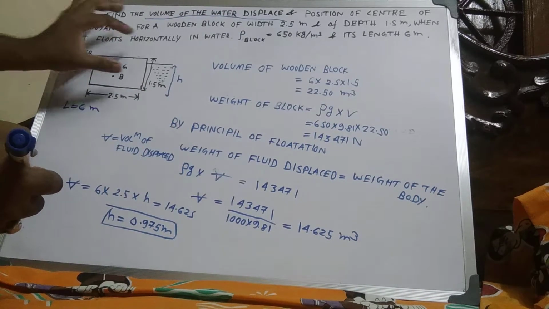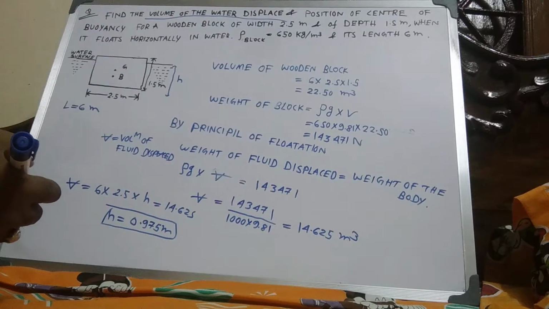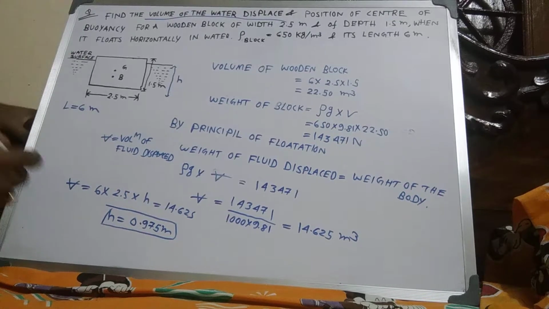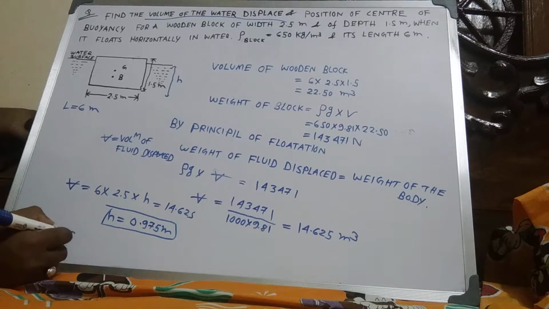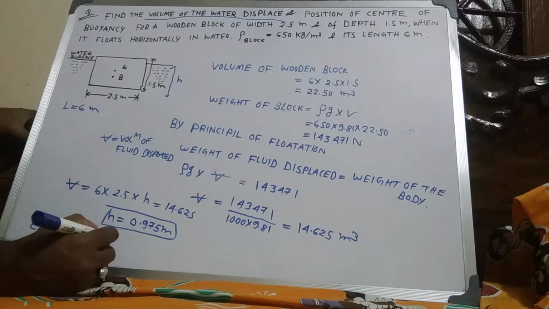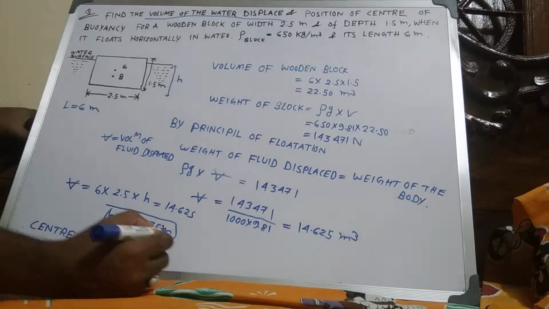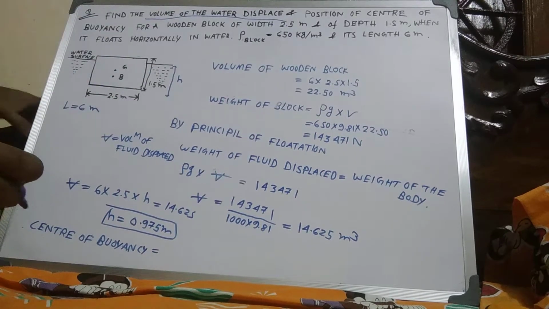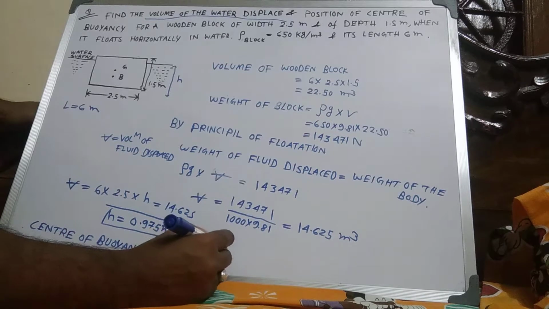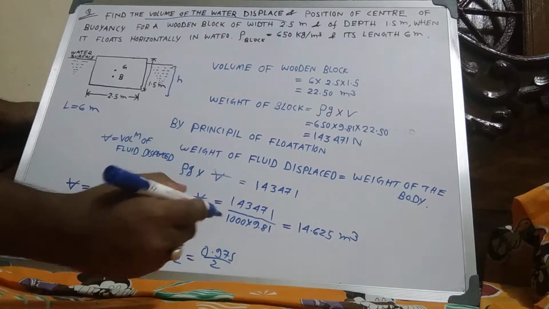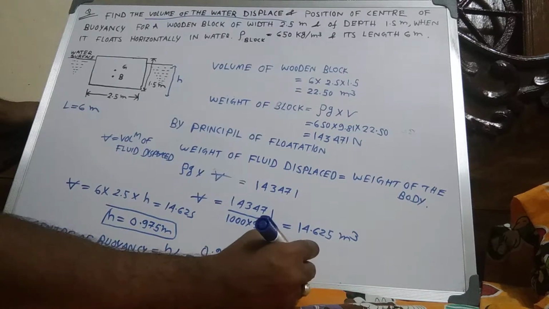Center of gravity is 1.5 divided by 2, 0.75, but center of buoyancy equals h divided by 2, h by 2 equals 0.975 divided by 2, the value is 0.4875 meter. Understand?